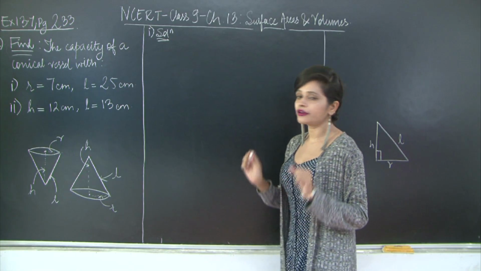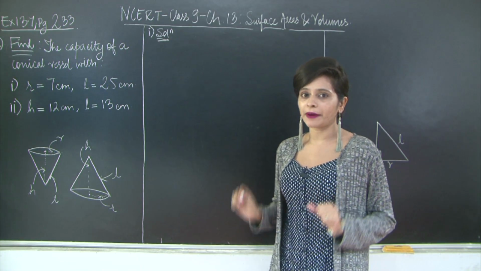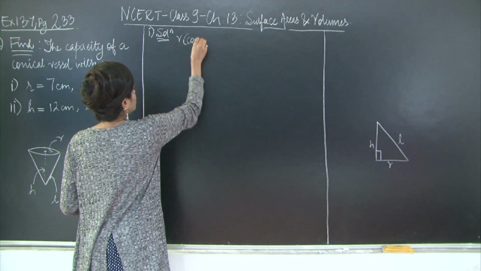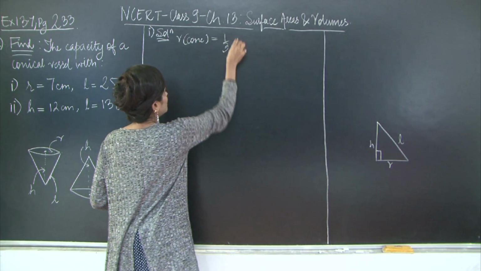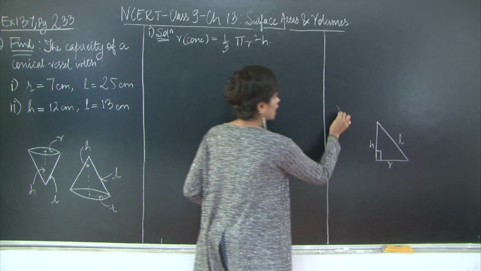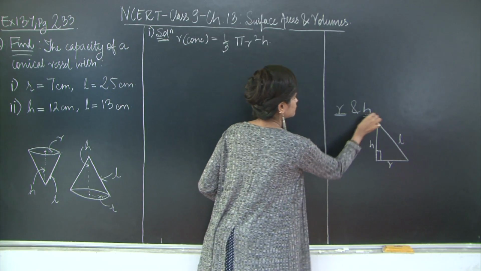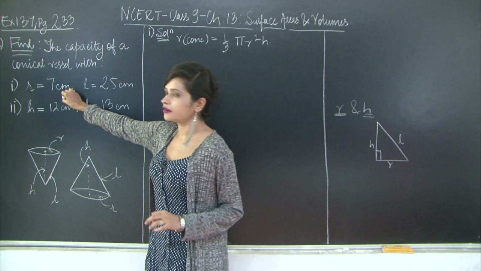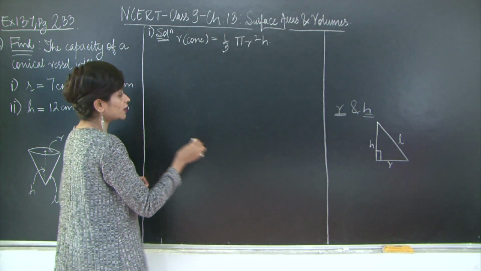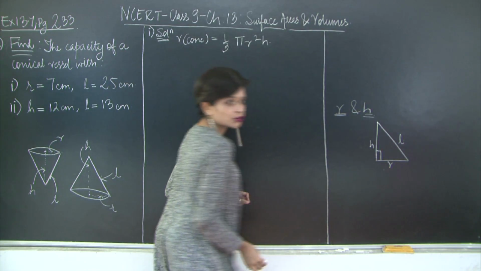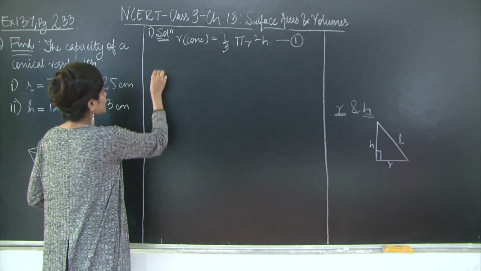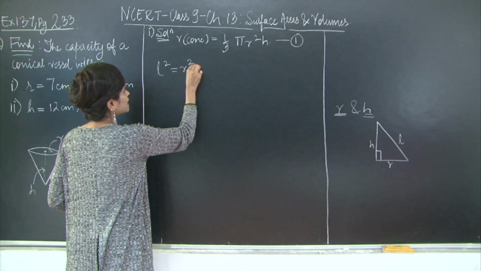So what is the formula for the volume of a conical vessel? It is 1/3 pi r square H. Let's write this down. Volume of cone is 1/3 pi r square H. Here, which are the two variables that we need? We need R and we need H. In the first case, we've been given R, but H has not been given. So how can we find H? By using Pythagoras theorem. We know that L square is going to be H square plus R square. So let's mark this as 1, and I'll say L square is equal to R square plus H square.